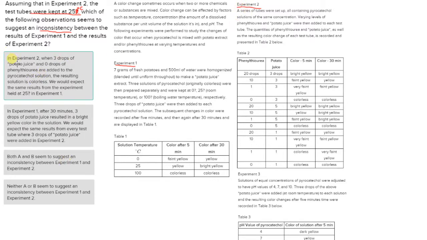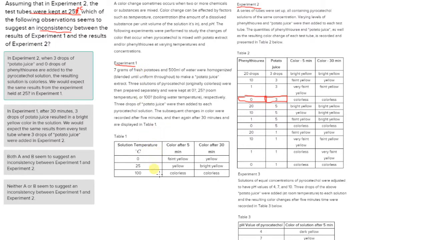So the first answer choice: in experiment 2, when 3 drops of potato juice and 0 drops of phenolthiourea are added to the pyrocatechol solution, the resulting solution is colorless. When we look here, we see that 3 drops of the potato juice are added here, and 0 drops of the phenolthiourea are added here. So this is what they're talking about on the table. The solution is colorless. We would expect the same result from the experiment held at 25 degrees Celsius in experiment 1.